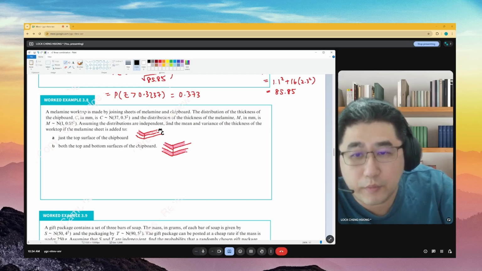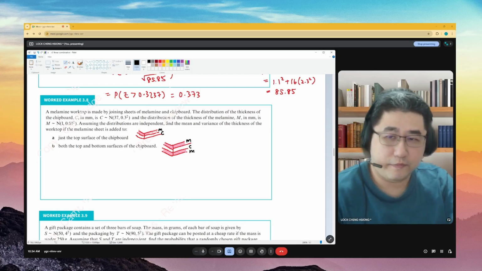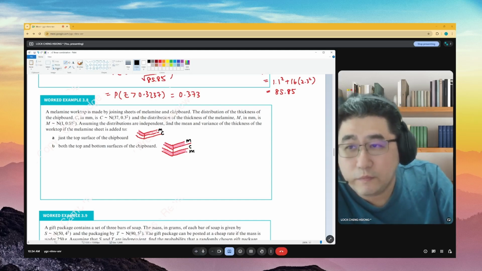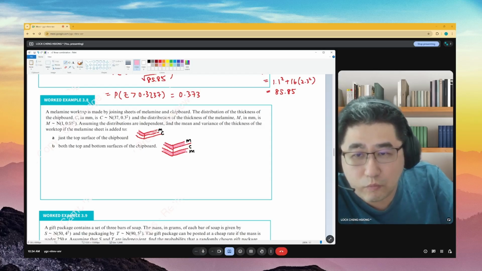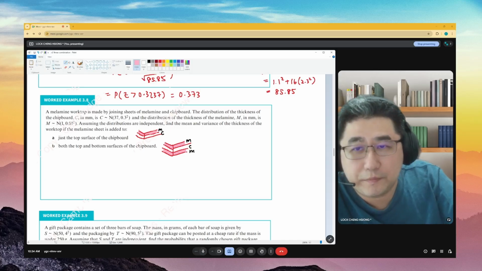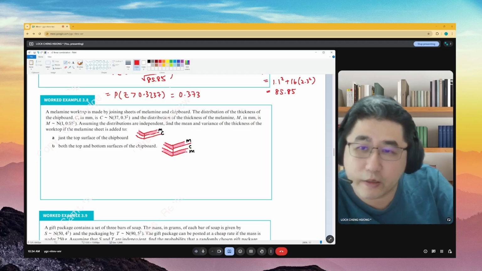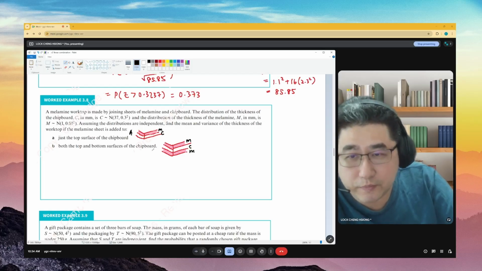So you can imagine it this way: this is the melamine board, this is the chipboard, and this is the melamine board again. What will be the mean and variance of the total thickness? Let's call this A and this one B.